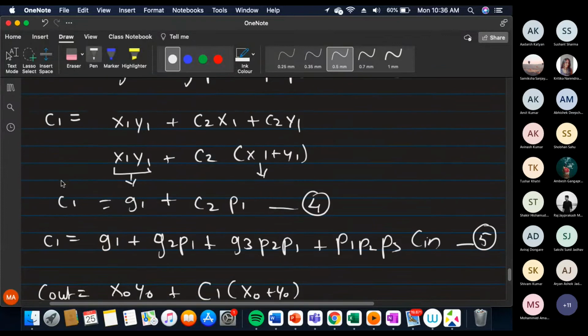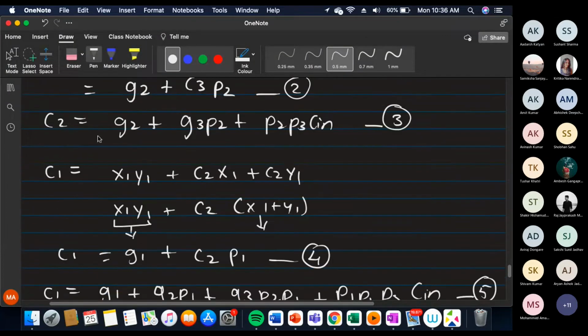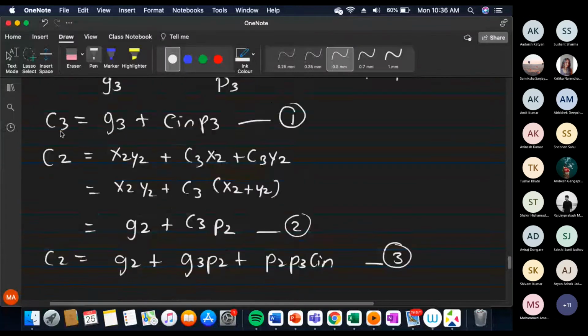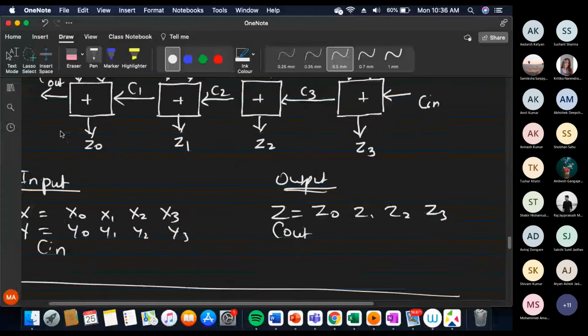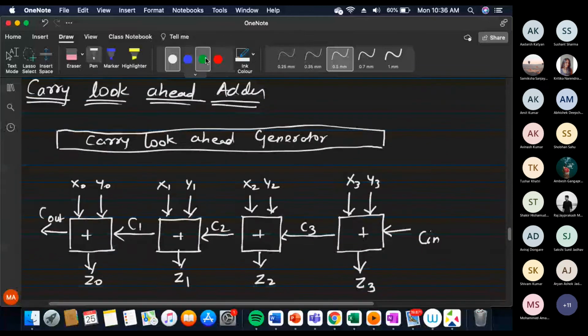Yes, sir. Similarly, if you look at C2, you just require C in. Along with that, you require X's and your Y's. So if you have your X's and Y's, you can generate your G's and P's. And using these G's and P's and C in, you can generate your respective carries. Is that clear? Yes, sir.